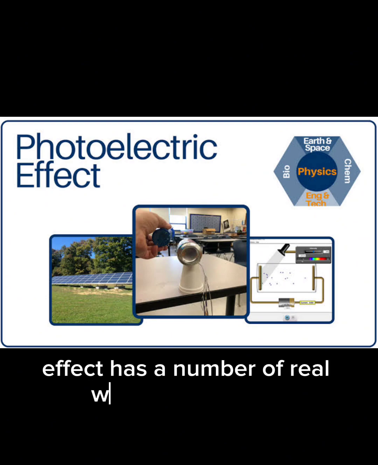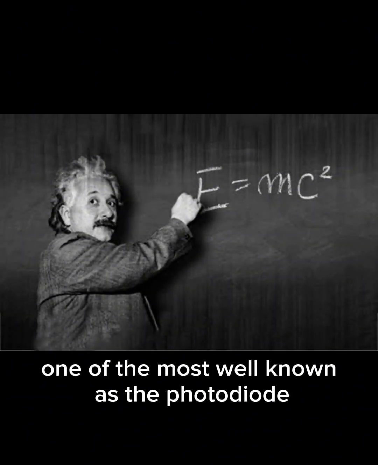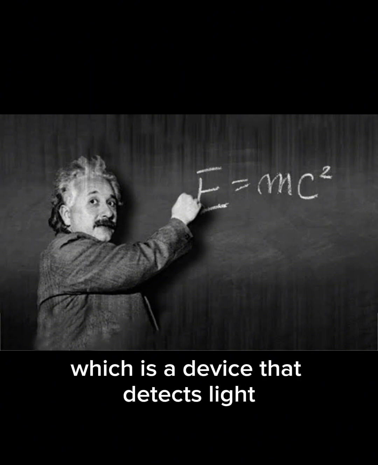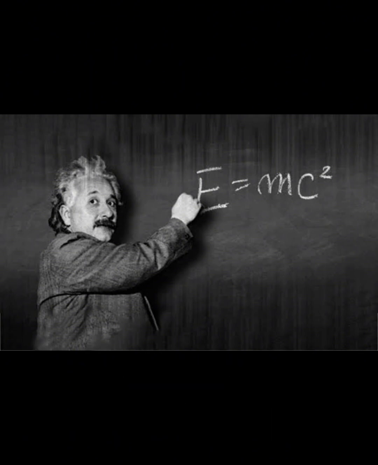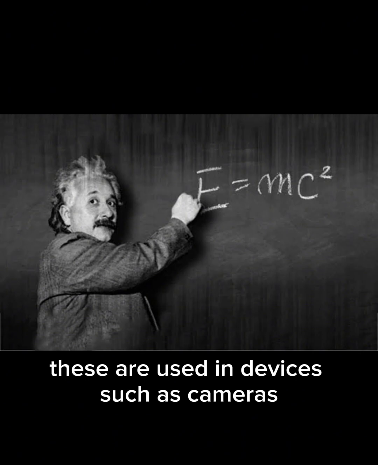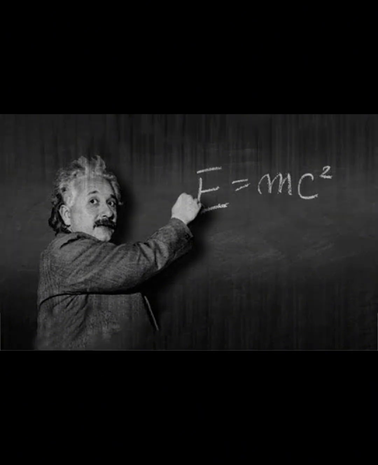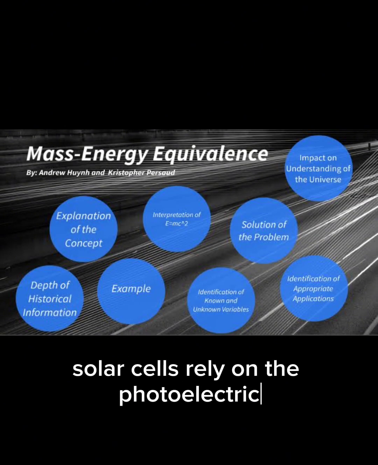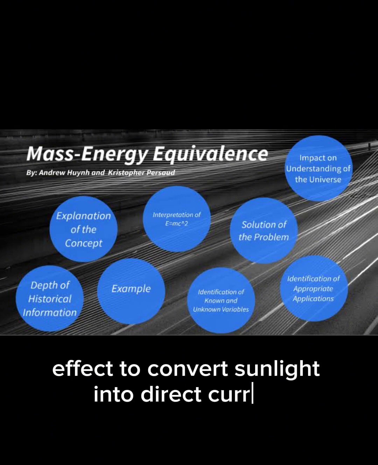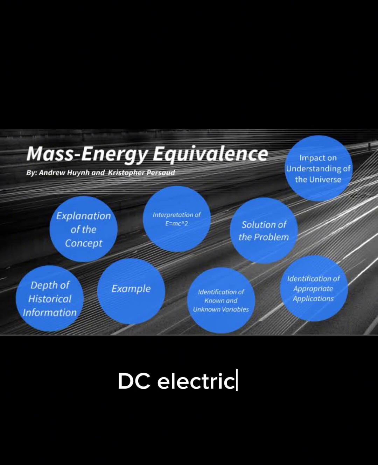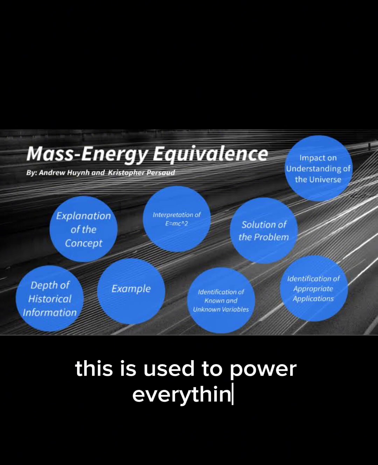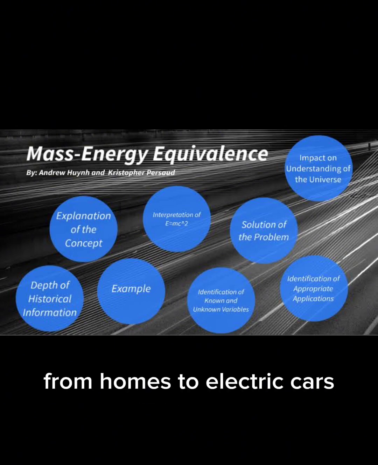The photoelectric effect has a number of real-world applications. One of the most well-known is the photodiode, which is a device that detects light and converts it into electricity. These are used in devices such as cameras and photocopiers. Additionally, solar cells rely on the photoelectric effect to convert sunlight into direct current (DC) electricity. This is used to power everything from homes to electric cars.